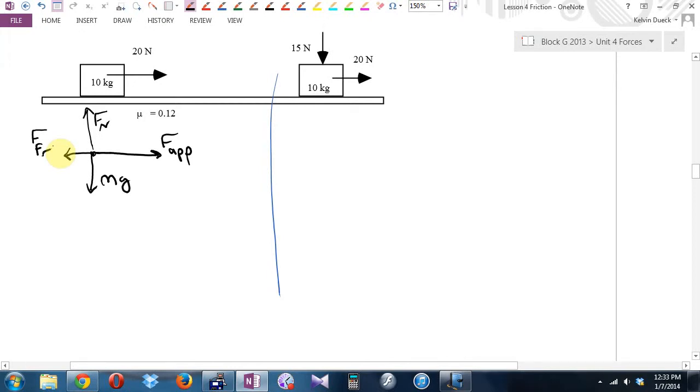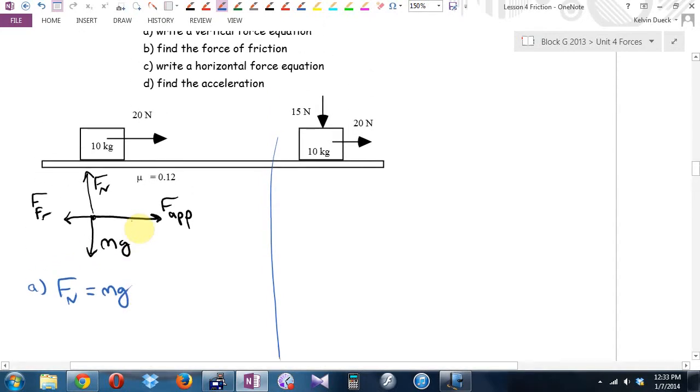Okay, A says write a vertical force equation. Normal force equals gravity. I could go winner minus loser equals 0 because it's not accelerating. You know what? It's a tie. Is that okay, Shaq?